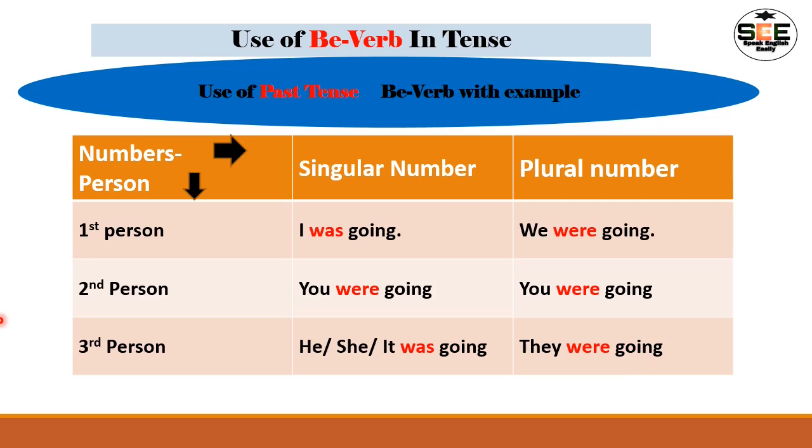So from here we can understand that there are 2 be-verbs in past tense in English. It is was and were, but its uses are different with their different persons and numbers, right? So let's see the present.